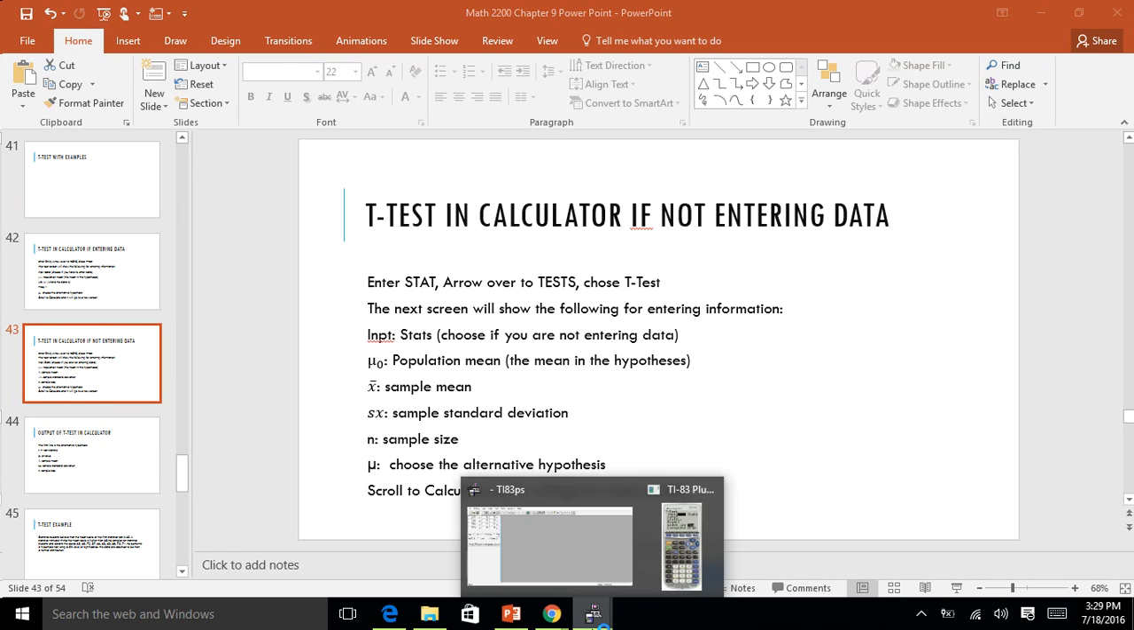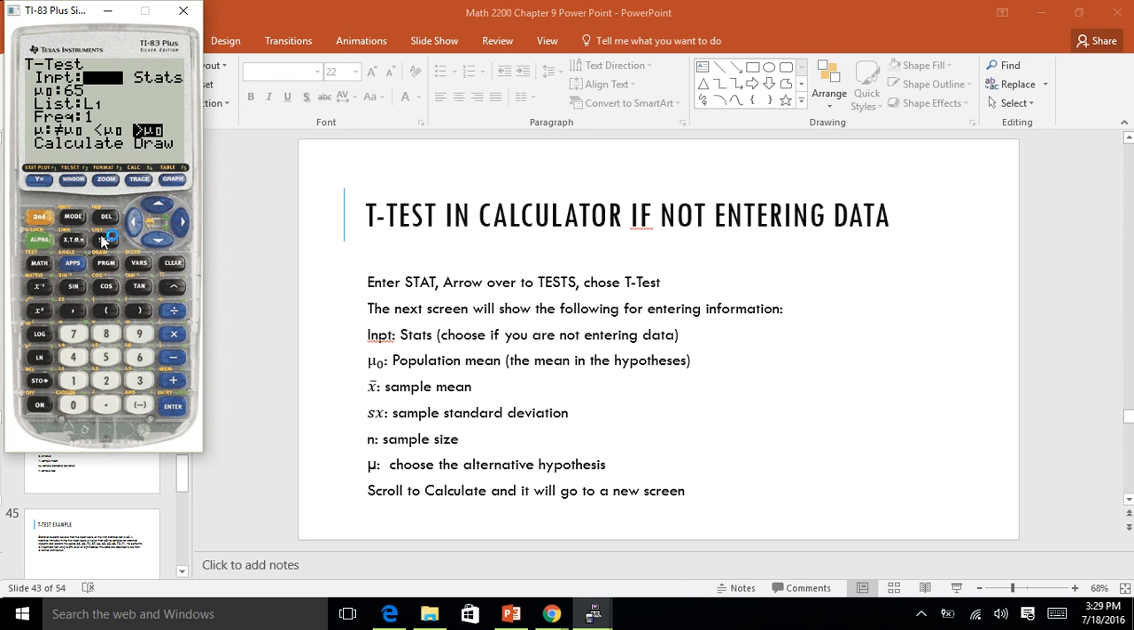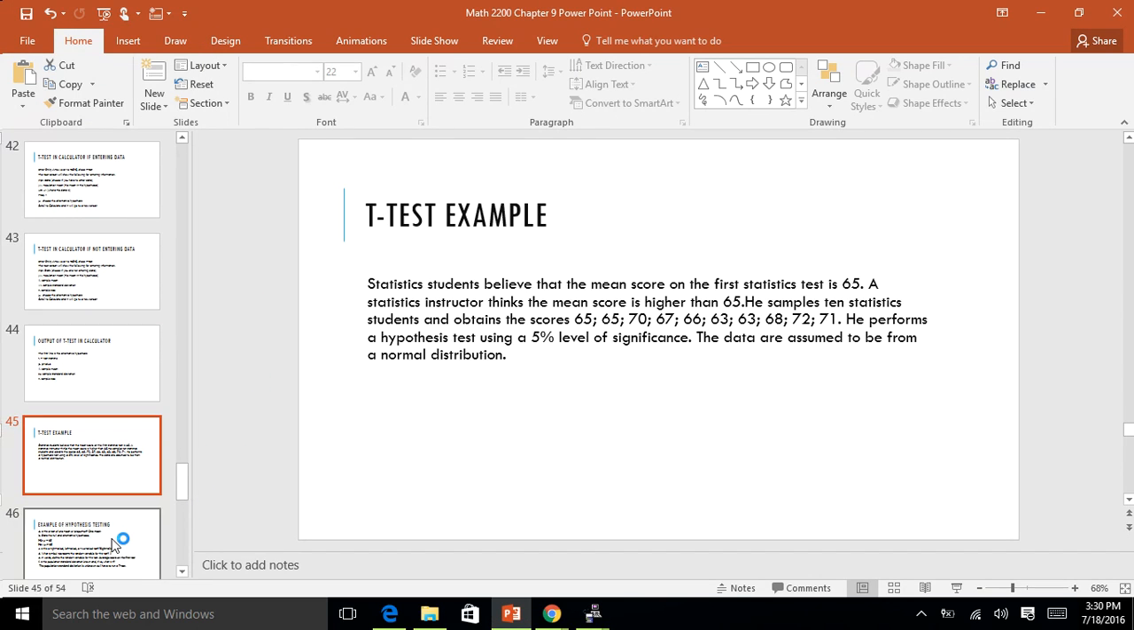So what if you're not entering data? Well, you're going to do the same thing. You're going to go to stat, over to test, go down to here and hit enter. And then all you do is scroll over to here and hit enter. And then it gives you different things. It gives you population mean, sample standard deviation. Since you don't have the population standard deviation, you have to do the sample standard deviation, sample size, and then your alternative.